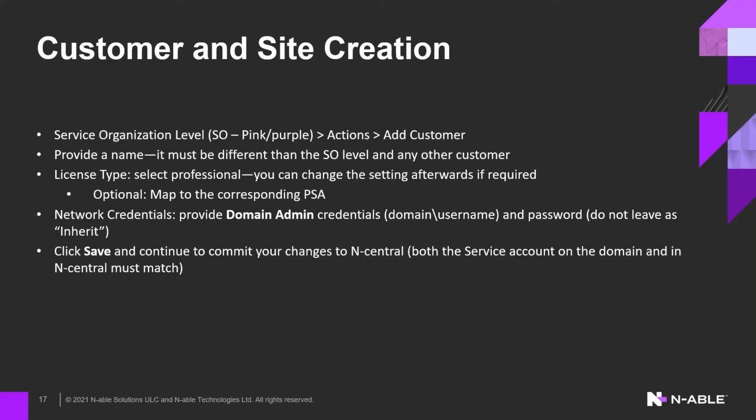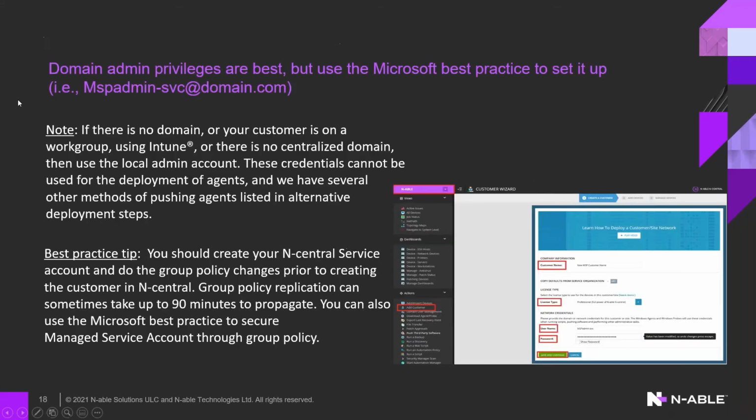At the SO level, in the pink purple area, under actions, add customer, you give it a name, and then from there, you give it the license type. And for the most part, we're always going to choose professional. And you can also map to your corresponding PSA, whether it's AutoTask, ConnectWise, etc. And then you're going to give it some credentials. Typically in an on-premise situation, you're going to give it a domain / a username. And we're going to talk about a little bit of best practices around that. And then you're going to click Save. Customer is now created. Okay.